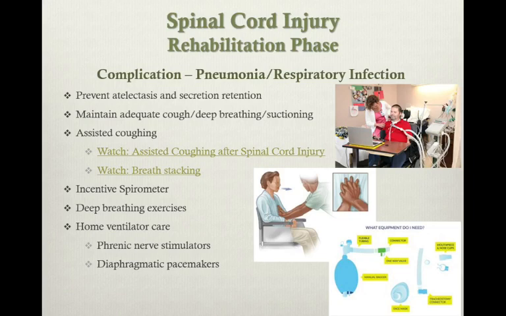Breath stacking is where you take an ambu bag or a bag valve mask and you actively, physically, and a patient can do it themselves. If they take multiple small breaths and hold them in between, you actually end up filling up the lungs, and then you can exhale that all as a cough. So I have those videos queued up for you to watch on assisted coughing and breath stacking, which are ways we have to keep secretions out of the lungs. They do need to cough. They just probably don't have the respiratory strength to cough.